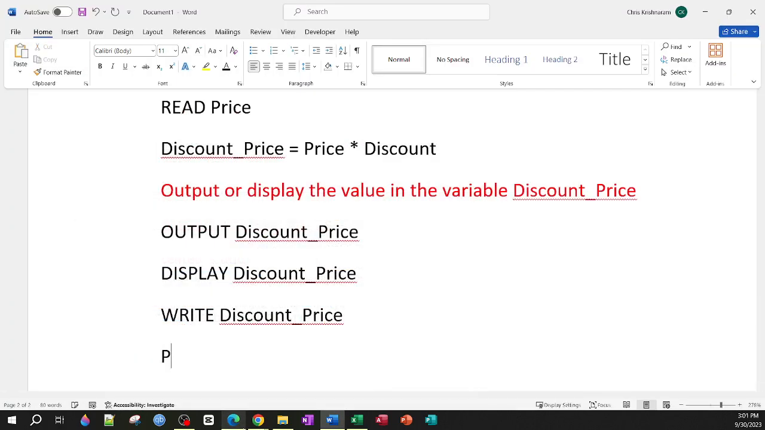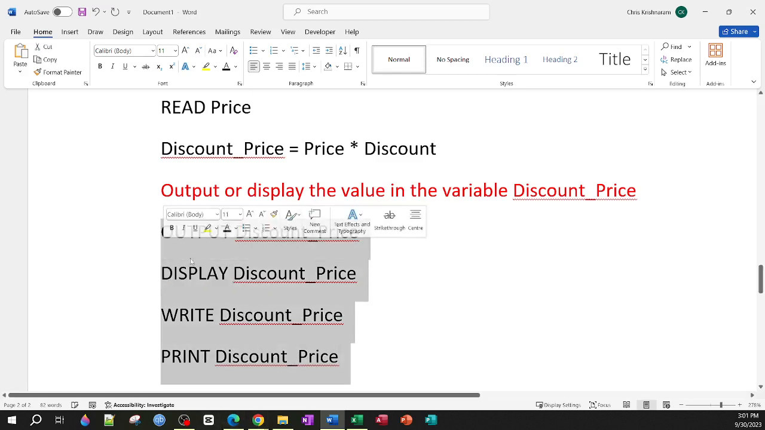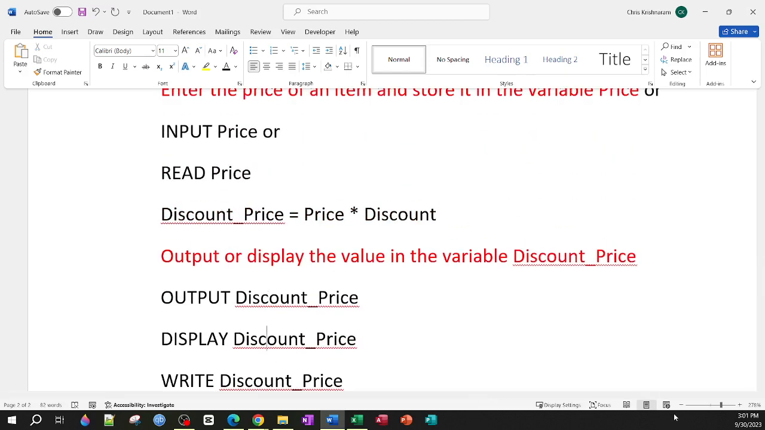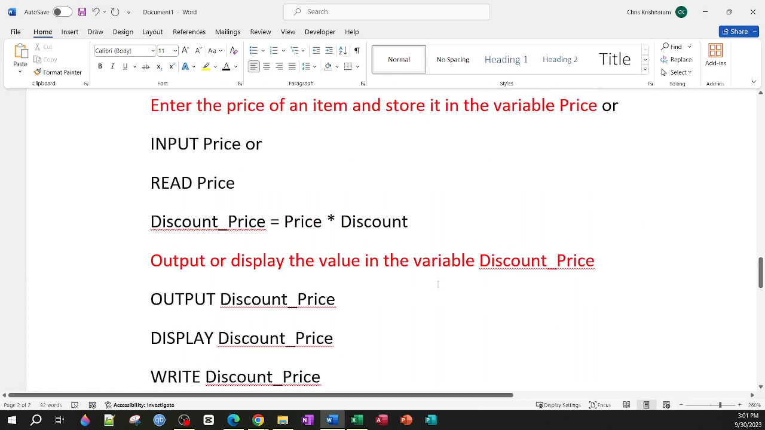Print. Print discount underscore price. All indicating the same thing: that you want to output or display the value that was stored in the variable discount underscore price. All of these keywords simply indicate to take the value that was in the variable discount price and put it on the screen. So that's the purpose of keywords, to indicate an action that is going to be carried out.